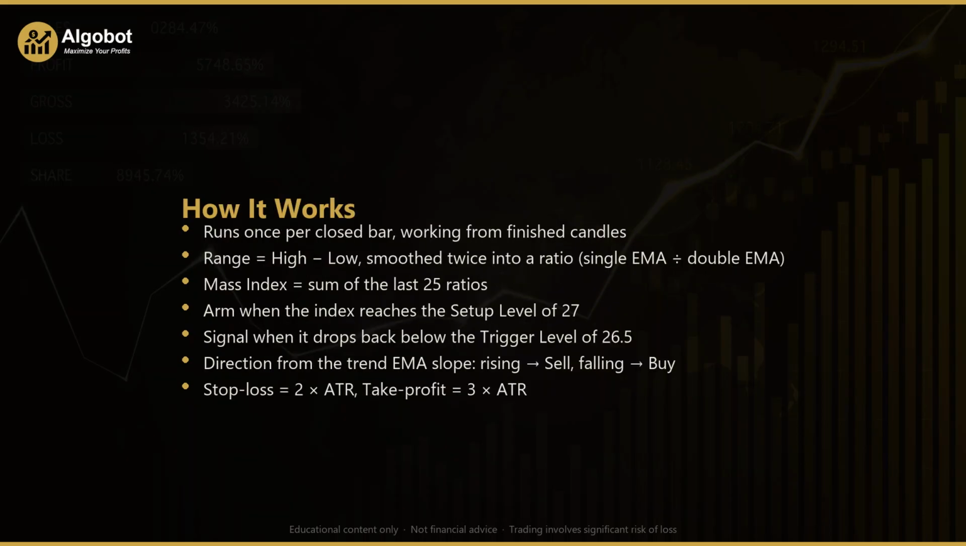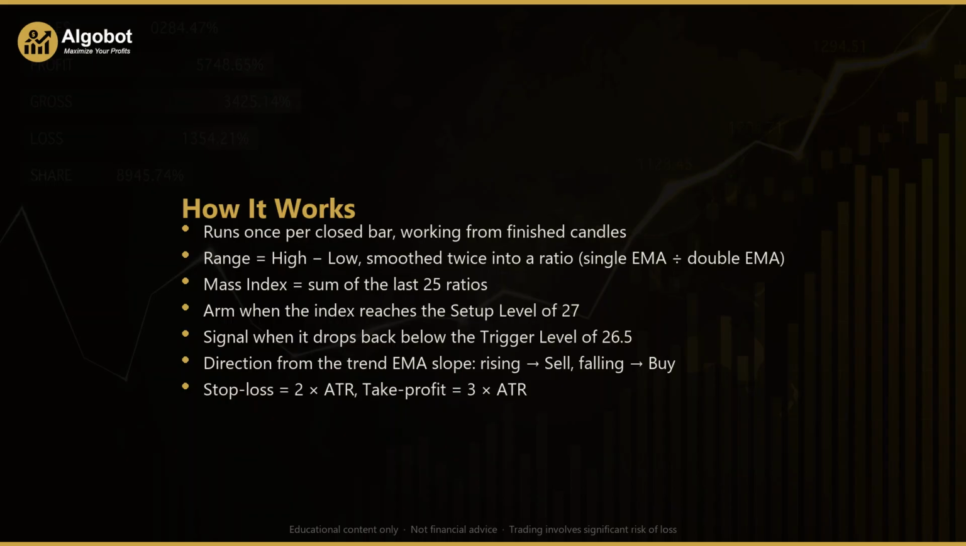Let's walk through the logic step by step. The expert advisor does all of its thinking once per completed bar, so it works from closed candles rather than reacting to every tick. On each new bar, it takes the most recently finished candle and measures its range, the high minus the low. That range is smoothed with an exponential moving average over the EMA range period, which defaults to 9. Then that smooth value is smoothed a second time to create a double exponential average. The strategy divides the single average by the double average to get a ratio that describes how quickly the range is currently widening. It stores these ratios and adds up the most recent 25 of them. That running sum is the Mass Index.